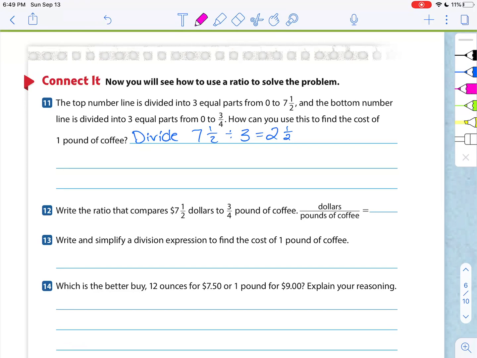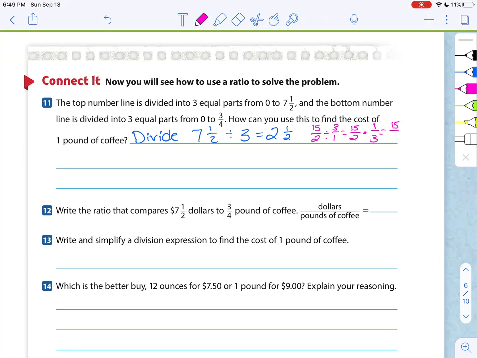So remember, the work that would go along with that 7.5 you would want to be a mixed number or an improper fraction. So that's 15/2 divided by 3/1. Remember, to divide, we keep, change, flip. So we keep 15/2, change it to multiplication, and then flip it to 1/3. And then multiply straight across.